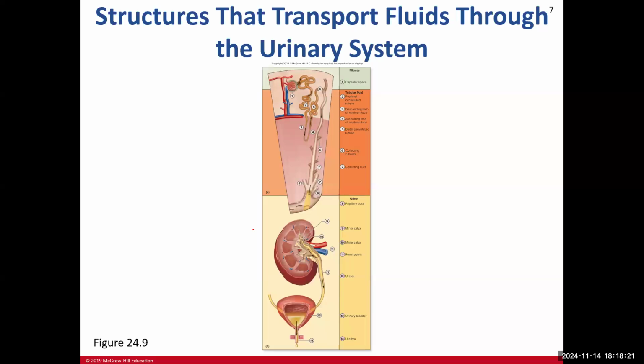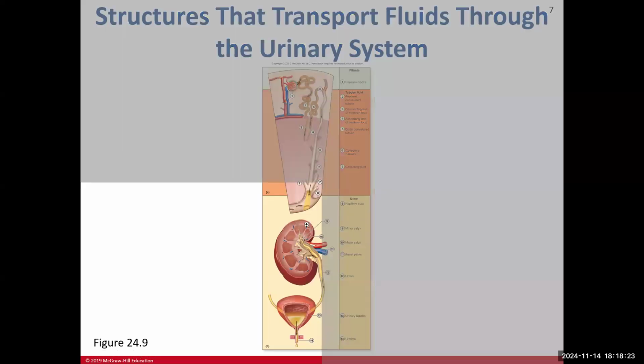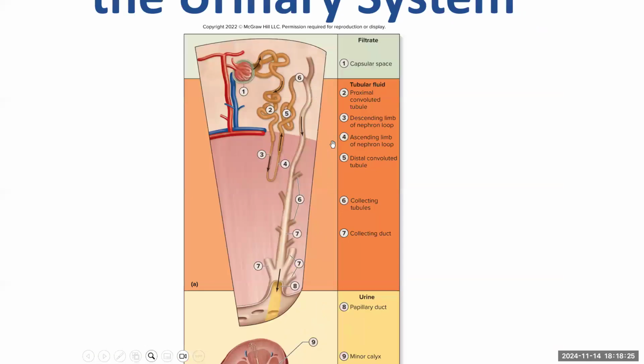So you can't really see this. Let me zoom in a little bit. This is just a nice picture showing you the name of that fluid in its specific area. So here, filtrate is in only one spot, there inside of Bowman's capsule, or the glomerular capsule.